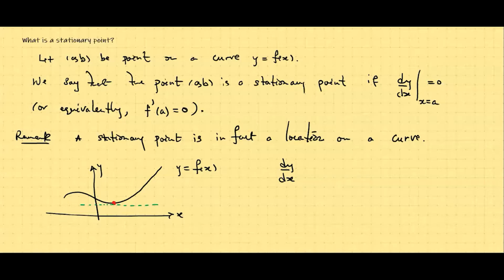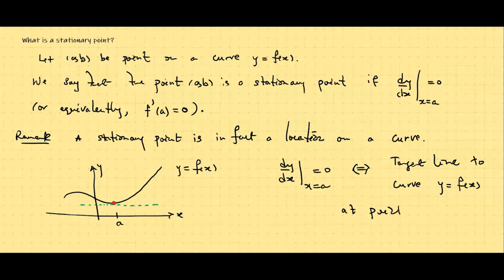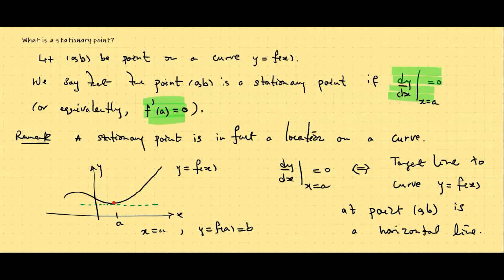If that point has x value a, then dy by dx at x equals a equals zero is exactly the same thing as saying the tangent line to the curve y equals f of x at the point (a, b) is a horizontal line. And of course, to tie this up to my graph here, if x is a then y had better be f of a, which in this case we're giving the value b. So now we have a geometric view of what a stationary point is, as well as an algebraic one. The algebraic one being the condition here, which can equivalently be expressed as the condition here. And the geometric one, just to make this absolutely crystal clear, is the condition on the tangent line to the curve, which is mentioned here.